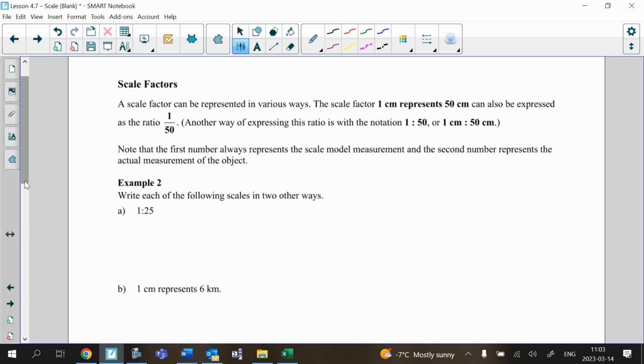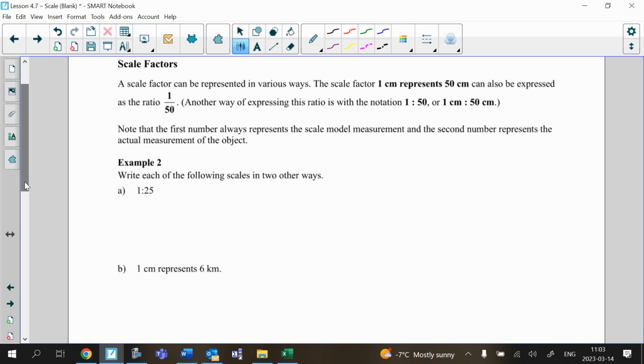So that we can read it. How do we show them? Well, it's always made up of 2 numbers, and one of the numbers is always 1. So let's say the scale factor 1 to 50. That means that for every 1 unit on a scale drawing, because we read the scale drawing number first, it means 50 units in actual distance, or whatever it is, or weight.